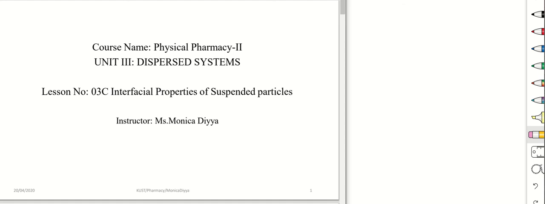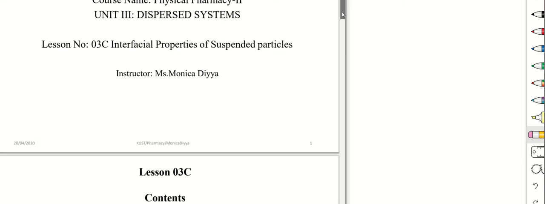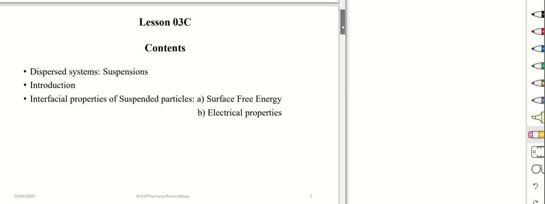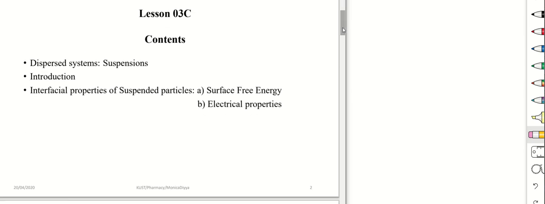Today we'll be discussing the interfacial properties of suspended particles, and how these properties play a major role in sustaining and improving the stability of a pharmaceutical suspension. In today's lecture, we will be discussing in detail the properties of suspended particles that play a role in improving the stability of a pharmaceutical suspension, which include surface free energy and electrical properties.